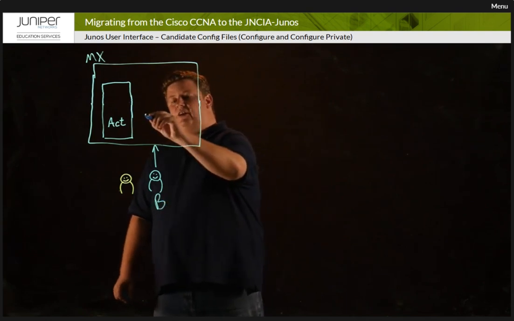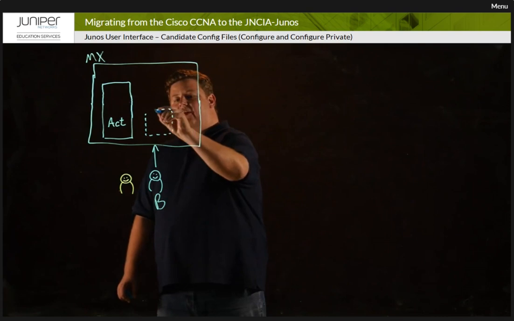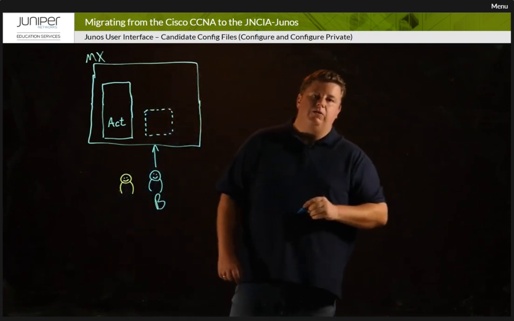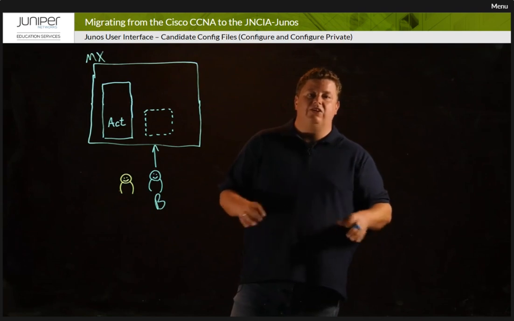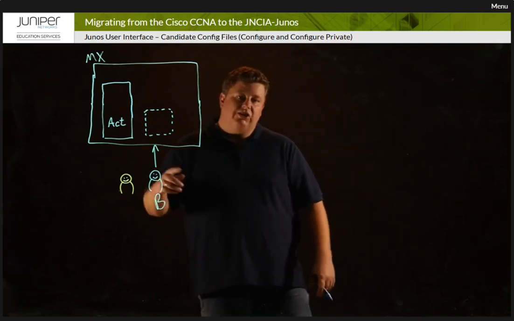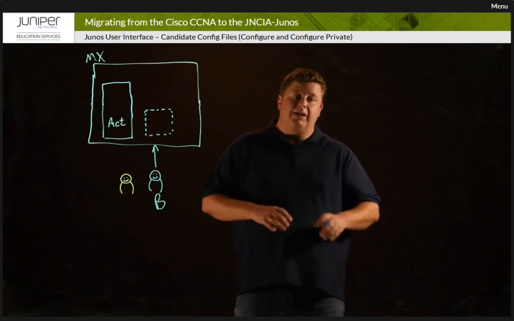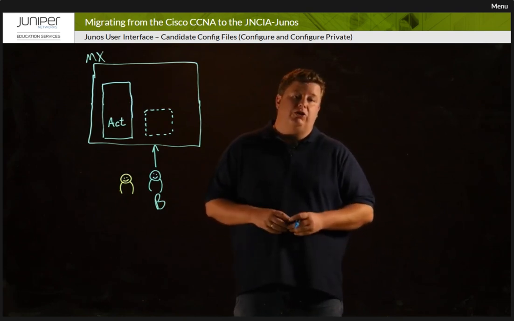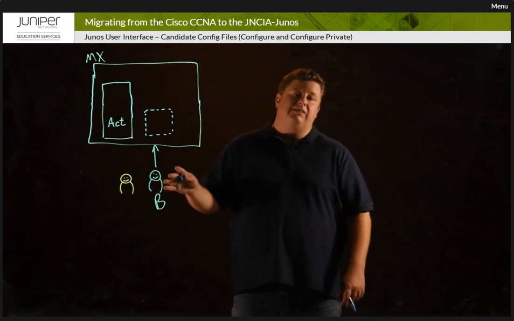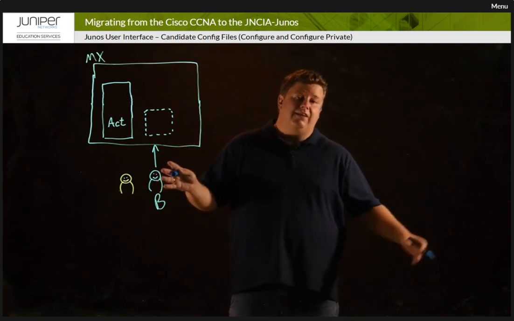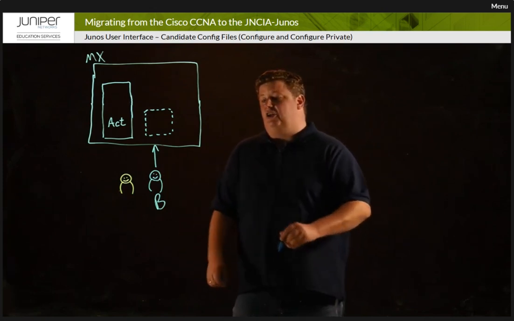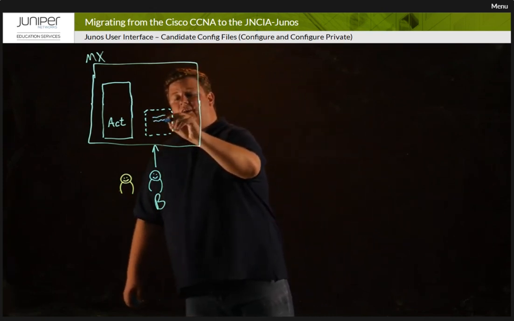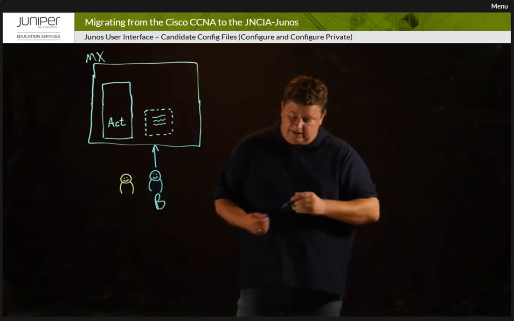Let's imagine this, let's say user B down here. User B logs in, types configure private, and we've gone into config mode, so we expect that spawns a candidate configuration. All the changes that user B makes are just simply editing that candidate and having no effect on production until he's ready, until he commits, until our commit check passes, and this becomes the new active configuration. So user B is merrily typing away. Everything is good.